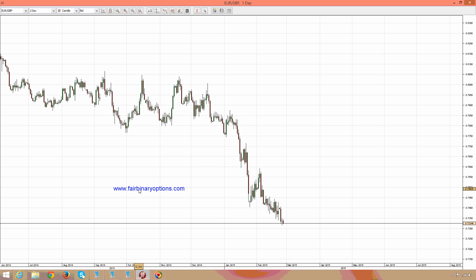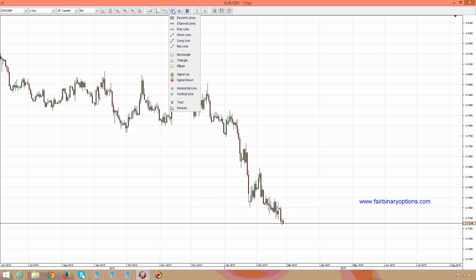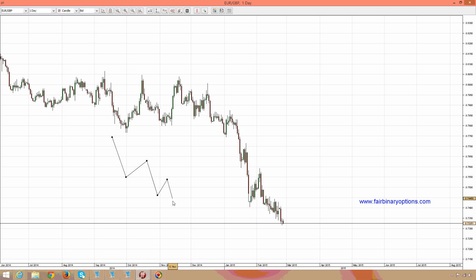Let me move this one to the right side, as I would like to show you first of all the theoretical part of a falling wedge. Well, a falling wedge goes like this. You have 5 different legs, all of them corrective, and it goes 1, 2, 3, 4, and 5, and then of course price breaks higher.